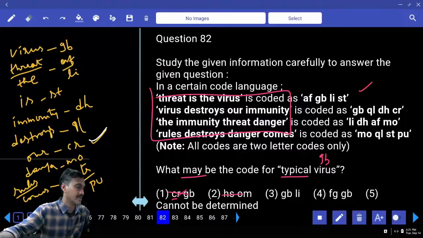దెన్ జీబీ ఉండాలి మనకి. ఇక్కడ జీబీ ఎల్ఐ. ఎల్ఐ అయ్యే ఛాన్స్ లేదు. ఎల్ఐ థ్రెట్ అవ్వాలి, లేకపోతే ది అవ్వాలి. దిస్ ఈజ్ అగైన్ రూల్డ్ అవుట్. దెన్ వాట్ ఈజ్ యువర్ ఆన్సర్ హియర్?